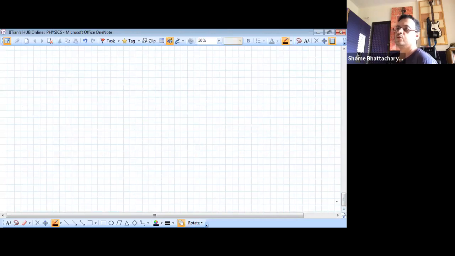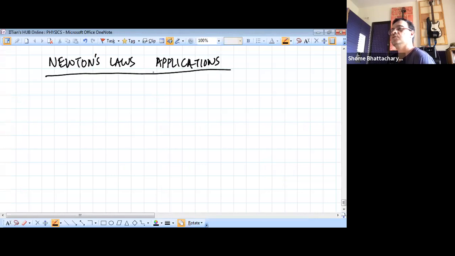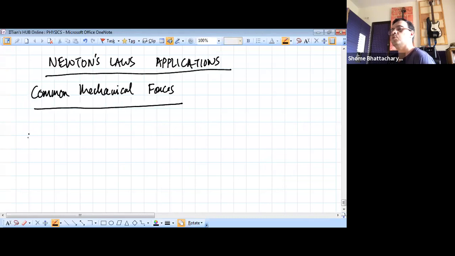So this is about the fundamental forces. Now coming back to our mechanics part. We were discussing normal reaction and tension last time, so we will continue with that now. Coming back to Newton's laws applications, we were seeing common mechanical forces. We'll talk a little bit more about these today.